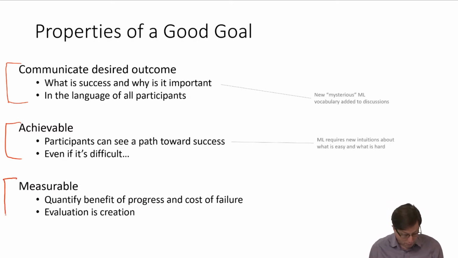Another thing is measurable. It's very easy to make goals, things that you'd like to accomplish, but really have no way to measure them. In general, you don't have to measure perfectly, but you need to have some sense of the benefit of progress to know if you're making progress. And again, with this evaluation creation thing, if you can't tell if you're making progress, you're not making progress. And it's such a common thing. I've seen it over the years many, many times.